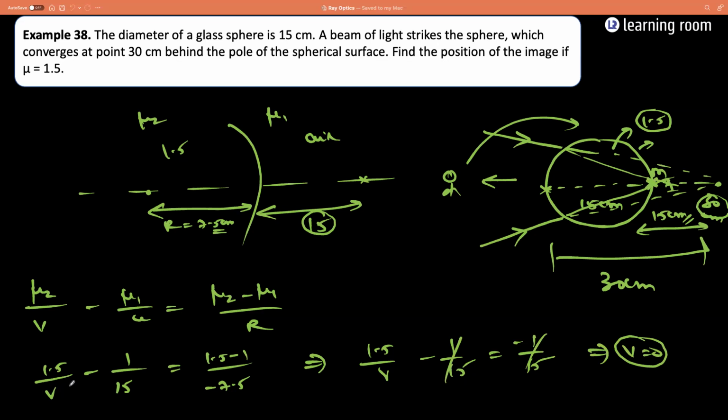Are you able to understand what I am saying? So it is formed at this point M. Since they took this point to be the pole, with respect to the pole, where is it formed? It is formed at a distance of 15 centimeters behind it. Okay, so that is the answer.